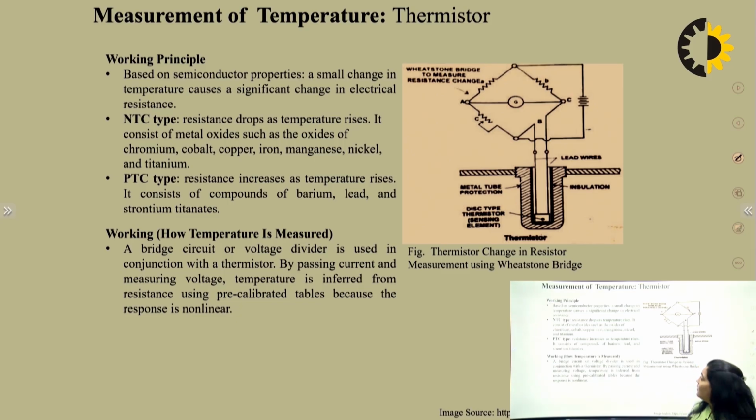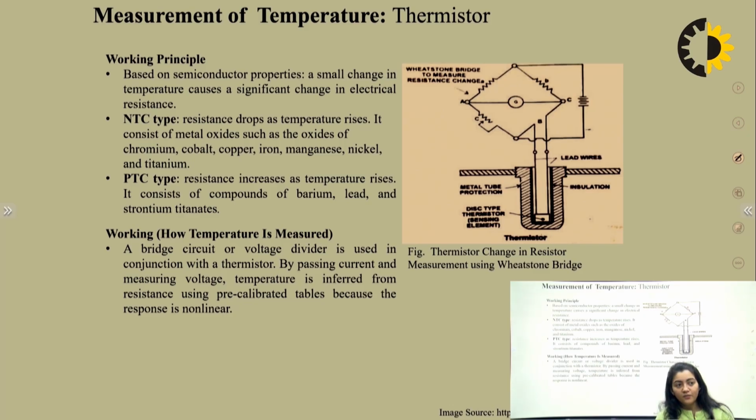You see, all these temperature sensors use a Wheatstone bridge as a signal processing circuit, because there is a change in the resistance, and from the change in resistance you get a voltage. Now the PTC type: resistance increases as temperature rises.